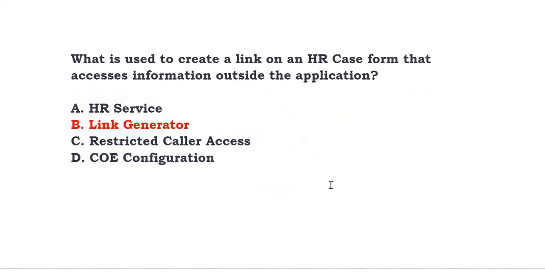Our next question is, what is used to create a link on an HR case form that accesses information outside the application? Option A, HR service. Option B, link generator. Option C, restricted caller access. Option D, COE configuration. The correct answer is option B, that is link generator.